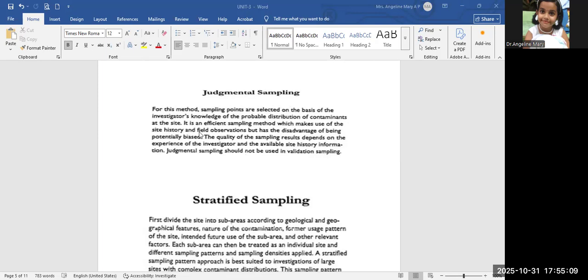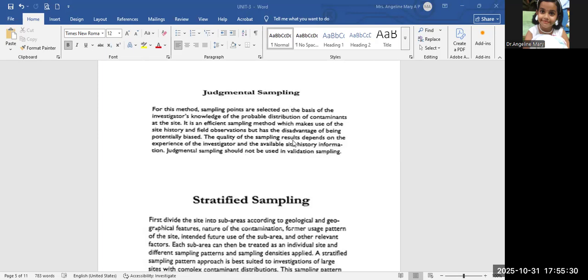And also, there is one disadvantage. The beneficiaries of the industry may get money from the industry, and we can give a fake report to the government. So these are the disadvantages of being potentially biased. That is the main disadvantage of the judgmental sampling method.